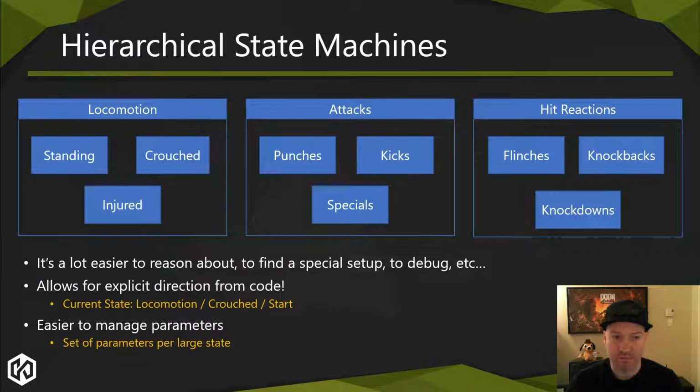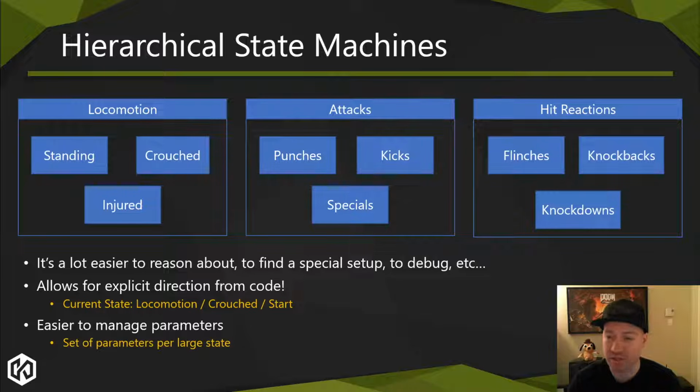Whereas if we carry on this logical path, the next thing is to actually add hierarchy into the graphs. And this simplifies things a lot. It makes things a lot easier to reason about because you still have your high level states, for example locomotion, attacks, hit reactions, whatever. And so those transitions simplify because either I'm in locomotion or I'm doing an attack or I'm in a hit reaction. It's a lot easier to just understand where I am.